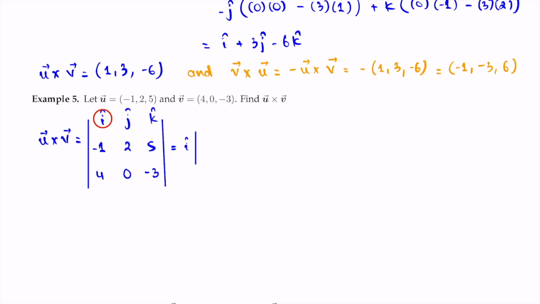So you do i hat multiplied with the 2 by 2 determinant. Remember, when you choose i, you delete the corresponding column and the corresponding row, and you get 2, 5, 0, -3, minus j hat times the 2 by 2 determinant. Now we move on to j hat. When you switch the column, you change from positive to negative, so negative j hat, and you delete the corresponding column of j and the corresponding row of j, and you are left with a 2 by 2 determinant of -1, 5, 4, -3.